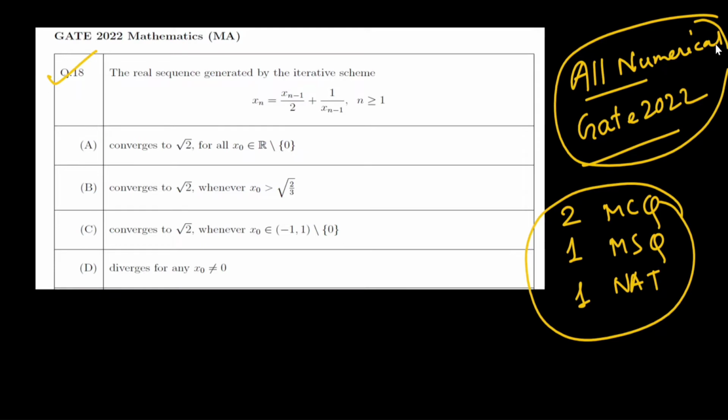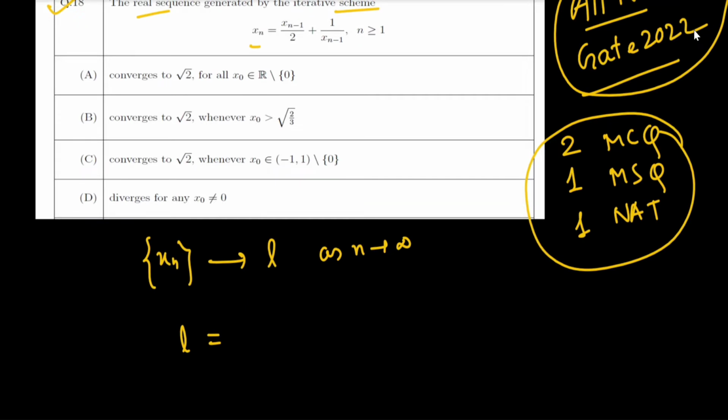The question says that the real sequence generated by the iterative scheme x_n = x_{n-1}/2 + 1/x_{n-1} for n ≥ 1 is... Here 4 options are given. Let us suppose that the sequence x_n converges to L as n tends to infinity. That means the terms x_{n-1} also converge to L. Therefore put the value of L in x_n and x_{n-1}. So L = L/2 + 1/L.